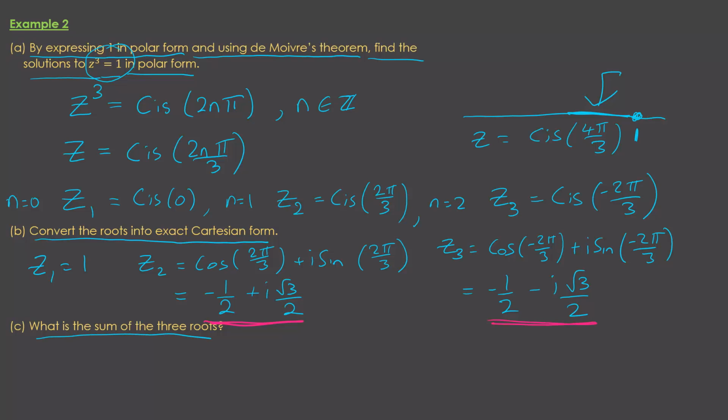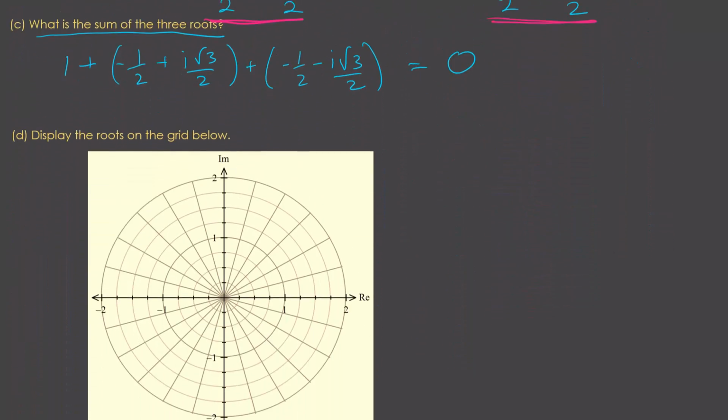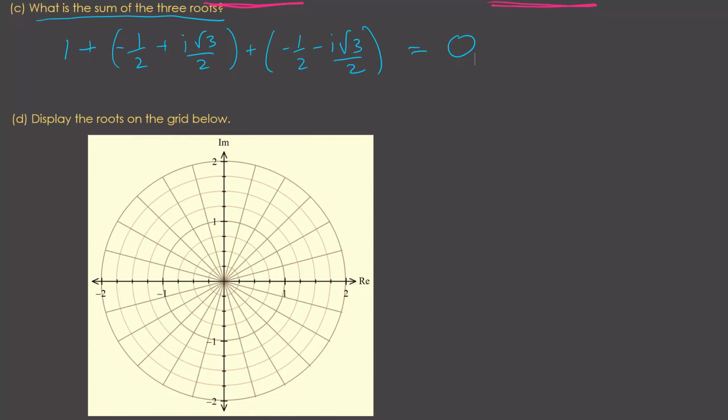What is the sum of the three roots? Well, if we do 1 plus negative a half plus i root 3 on 2 plus negative a half minus i root 3 on 2, we can see that the 1 will cancel out with the negative a half and the negative a half. And because we had conjugates, the imaginary parts of the two complex roots will cancel out. So we just get 0. And it might be obvious why that's the case when we plot these on the grid below.